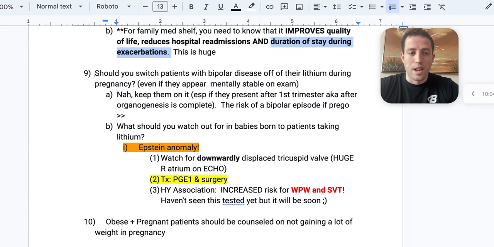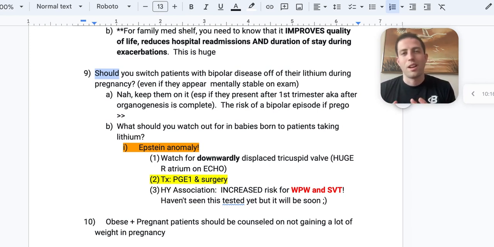All right, number 9. Should you switch patients with bipolar disease off of their lithium during pregnancy, even if they appear mentally stable? So it's tricky because if they were having a bunch of psychotic breakdowns, they were showing bipolar symptoms all the time, obviously you don't want to take them off their medications. But what if they appear semi stable?